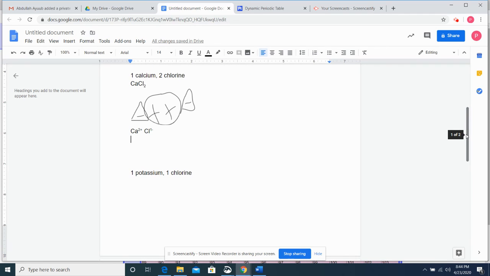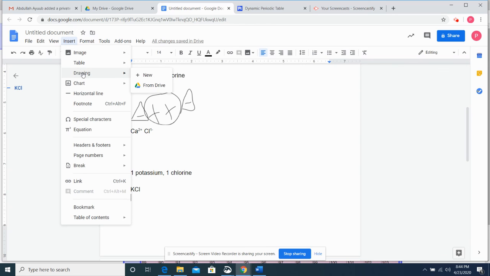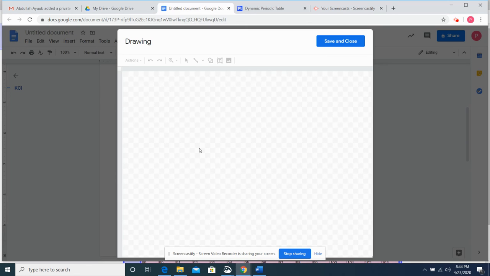Now, got to do potassium and chlorine. Well, 1 potassium this time and 1 chlorine. So what's the formula for that going to be? It's just going to be KCl. All right, now I need to make the drawing. Particle drawing: go to insert, go to drawing, go to new. I'm going to make that particle drawing.